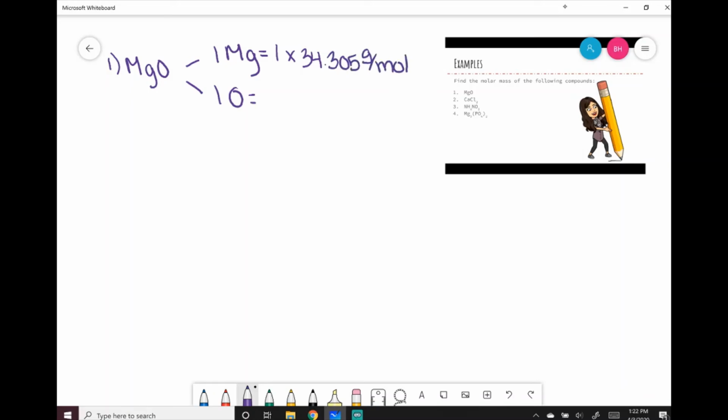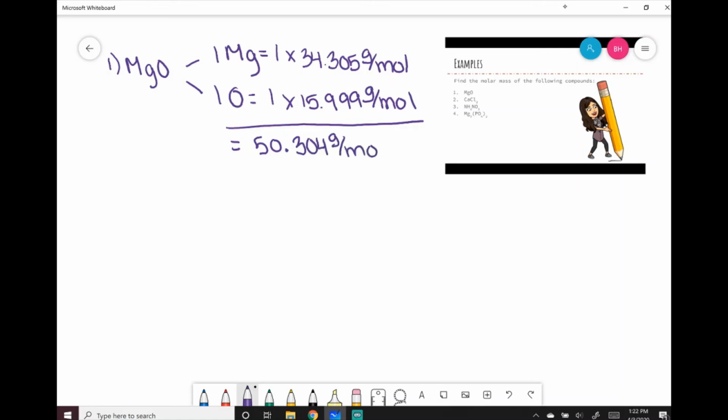And you're going to do the same thing with oxygen. 1 times 15.999 grams per mole. So again, I looked at those values on my periodic table. Multiply those out and add them together, and you're going to get the molar mass for magnesium oxide, which is going to be 50.304 grams per mole. I'm going to go ahead and label this MgO.